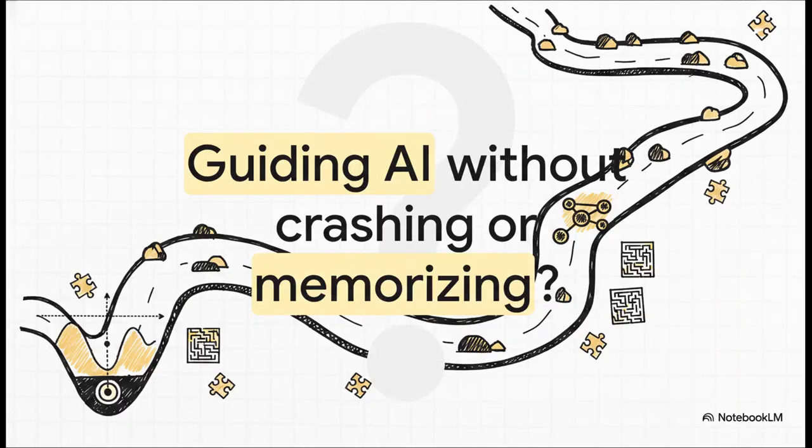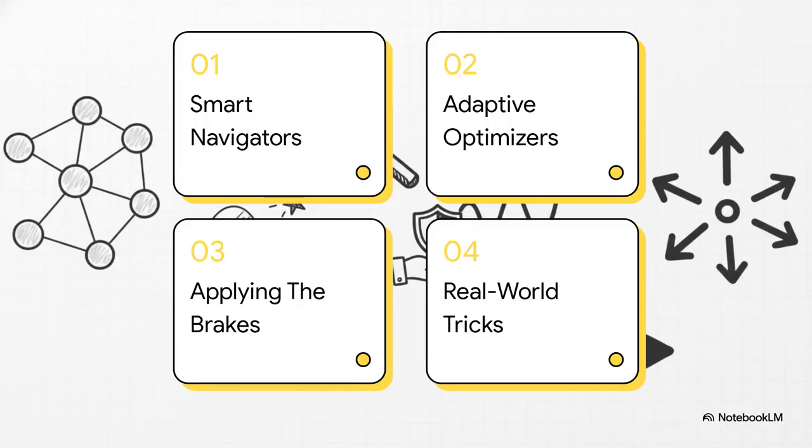So if we truly want to understand neural networks, we have to ask ourselves one massive fundamental question. How do we actually guide this system down a treacherous, bumpy hill to reach the lowest possible error rate, all without it just blindly memorizing the terrain along the way? It's a huge challenge. To figure this out, we've got a clear roadmap for our explainer today.